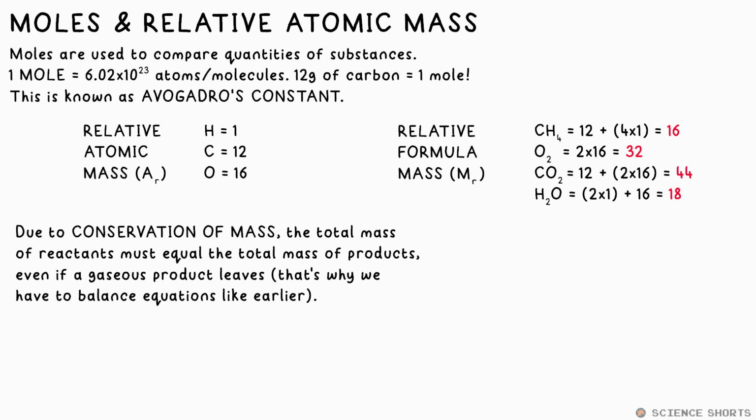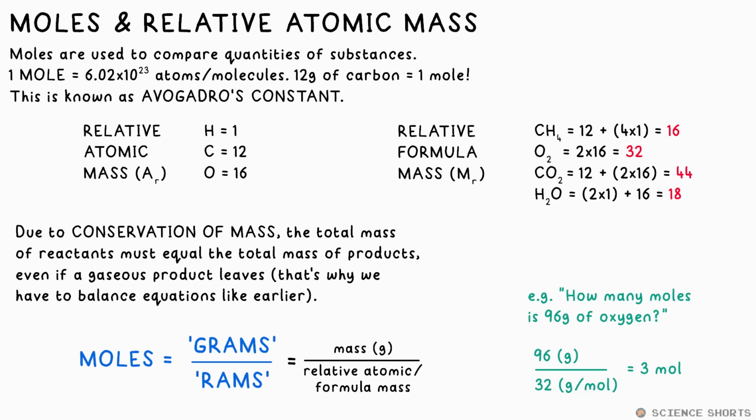Grouping particles into moles is just helpful when it comes to comparing amounts of substances, as we can't deal in individual atoms or molecules. If you have as many grams of a substance as its relative atomic mass or formula mass, you have 1 mole. So 1 mole of carbon has a mass of 12 grams. That means we calculate the number of moles of something we have like this. Moles equals grams over RAM, where RAM is short for relative atomic mass, but it could also be formula mass. This equation is worth remembering.